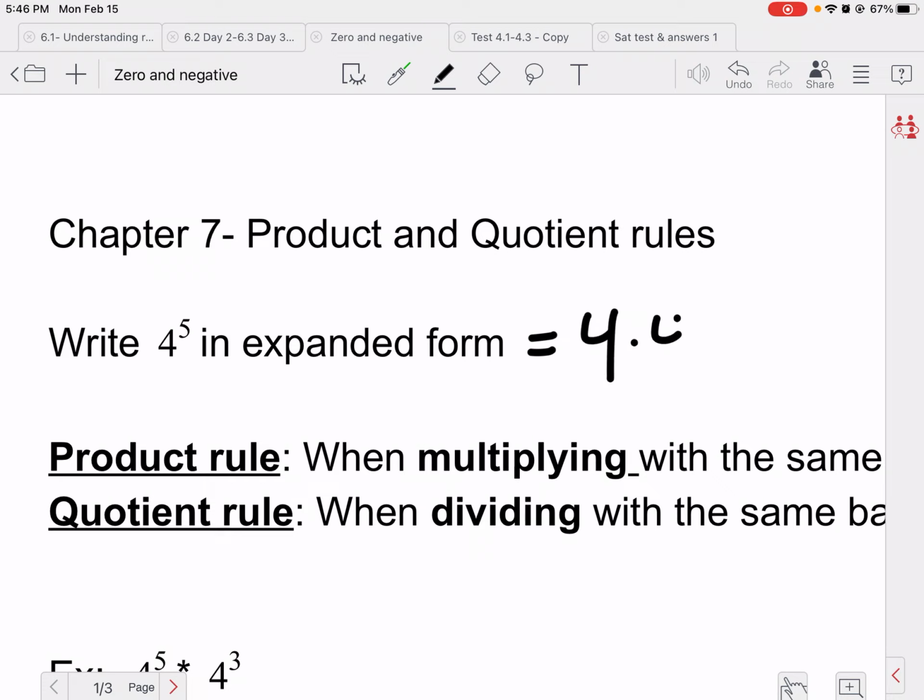Remember, that's 4 times 4 times 4 times 4 times 4, 5 times. So the base number is what we're multiplying over and over again, and 5 is the number of times you're multiplying.